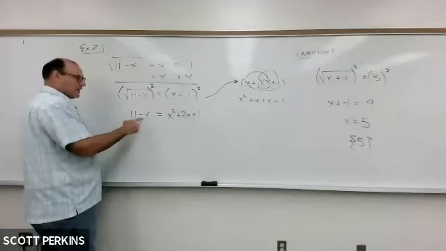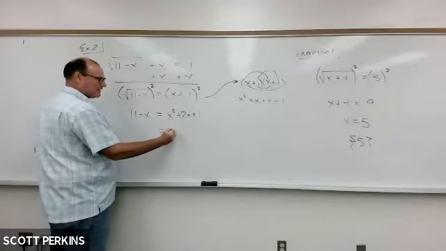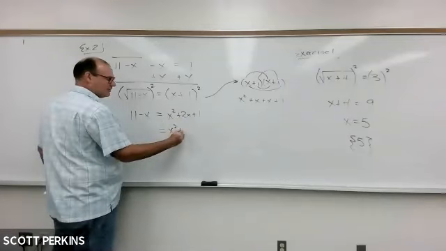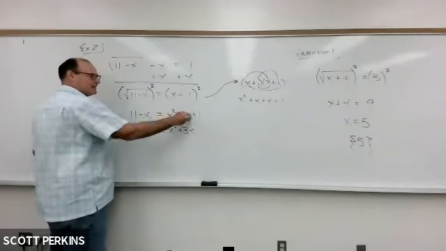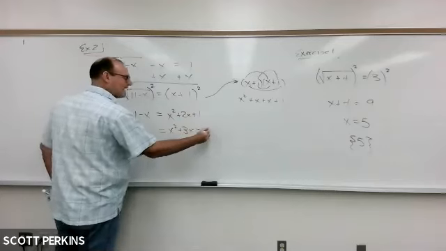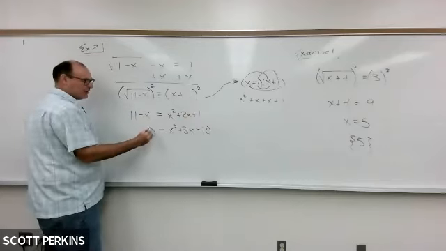So I'm going to add the x over to this side. So I get x squared. When I add the x, I get plus 3x. I'm going to subtract the 11. So 1 minus 11 is negative 10. And that leaves me 0 here on the left.